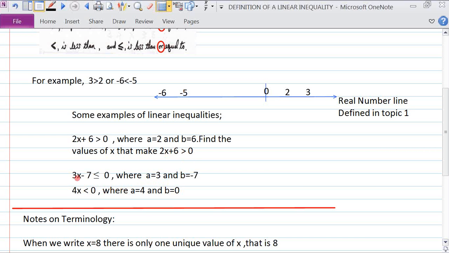Another example of an ax plus b case would be the inequality 3x minus 7 is less than or equal to 0. Here, a is 3. A is always the coefficient, the number in front of the x. B is minus 7. So what we're asking is, what are the values of x that make this inequality true? If 4x is less than 0, here a is 4 and b equals 0. It's just a that cannot equal 0. B can equal 0. So what we're asking is, what are the values of x that make 4x less than 0?